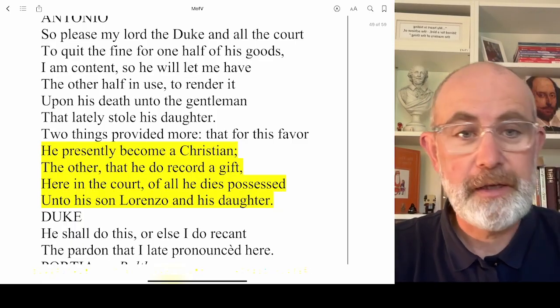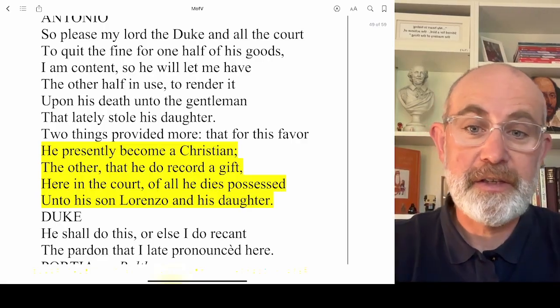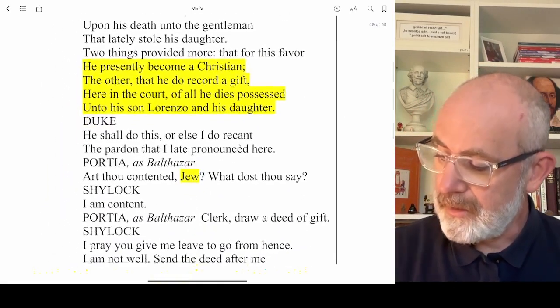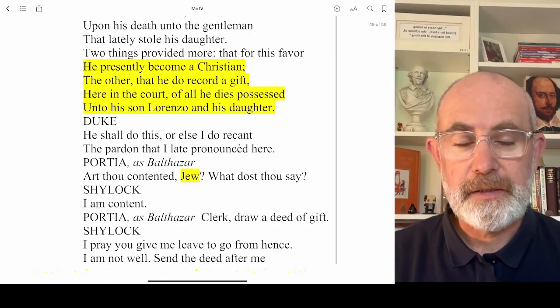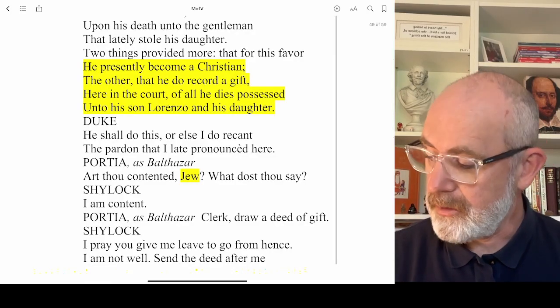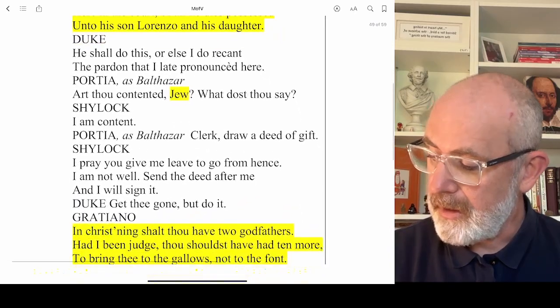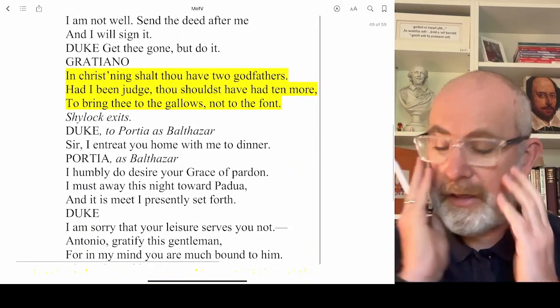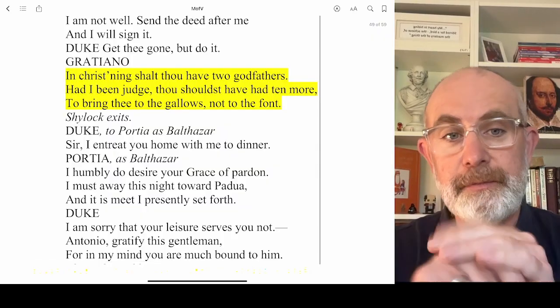So Antonio's showing mercy, because what a nice guy he is. And he says that Shylock has to become a Christian in order to survive and to give half of his money, not to Antonio, but to Lorenzo and to Jessica, which of course is a dagger to his heart.